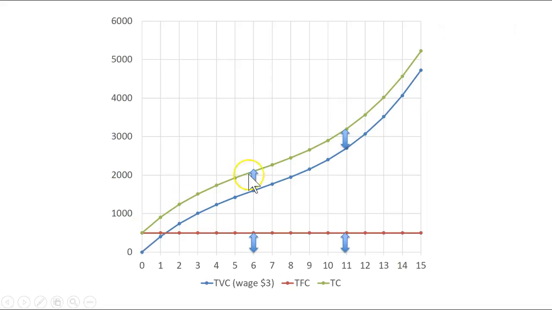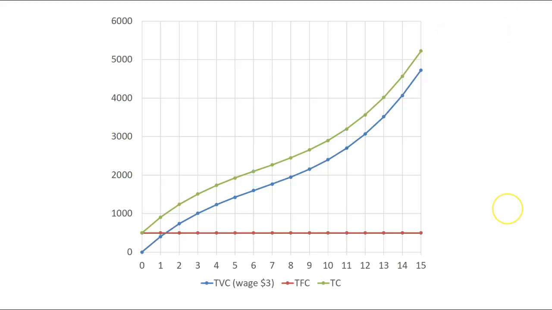It's rising too. Why is it rising? Because the component of it that's rising is the total variable costs. We've simply added to this total variable cost a fixed amount on top. So voila, we've got our total cost curves: total cost, total variable cost, total fixed cost.